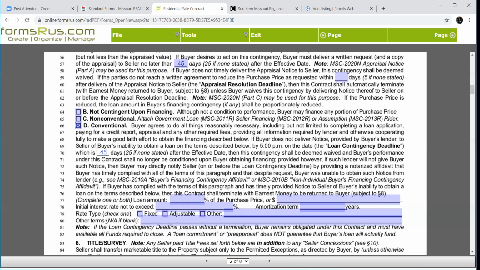Because it states even down here at the bottom on line 81, if the loan contingency deadline passes, which is this time period right here at line 70, without termination, buyer remains obligated under this contract and must have available funds required to close. So if this time period passes, just like the appraisal time period up here, you no longer have this as an excuse to get out of the contract.